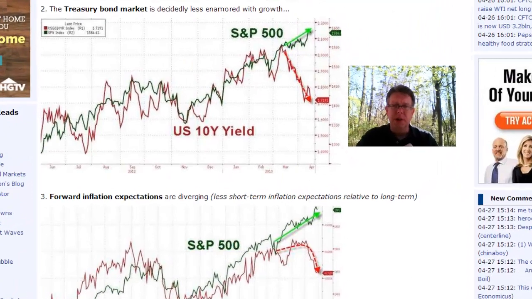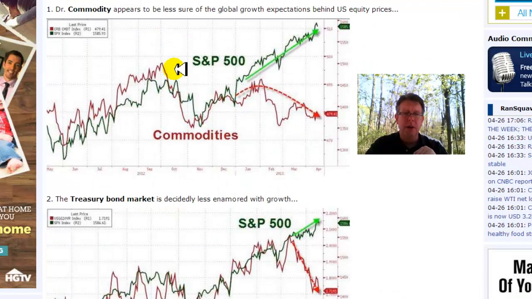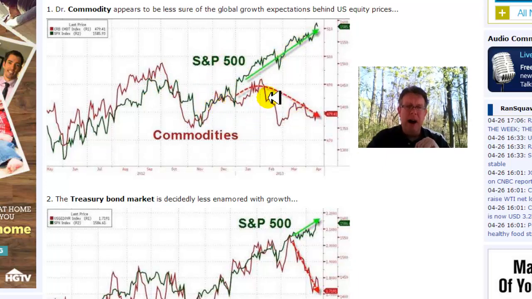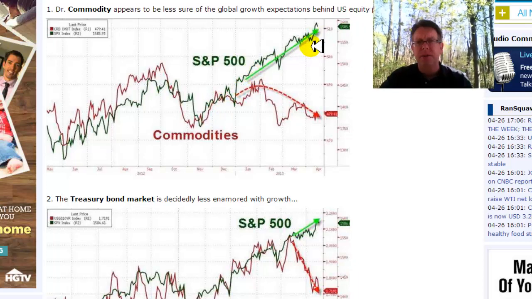Divergences. Divergences are important. What's a divergence? Well, traditionally, let's use this chart here. This is the S&P 500, highlighted in black. You have commodities highlighted in red. In a global economy, you want to see commodities, steel, oil, anything that helps to build things, copper. You want to see them rally together because it's a confirmation of the underlying health of why the S&P 500 is rallying.